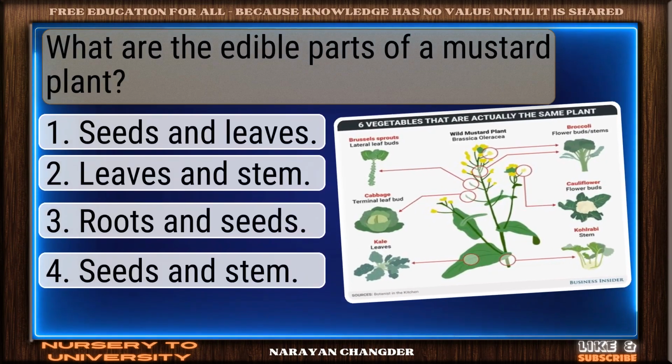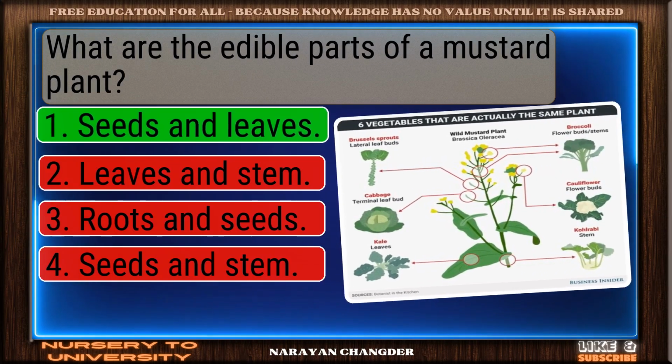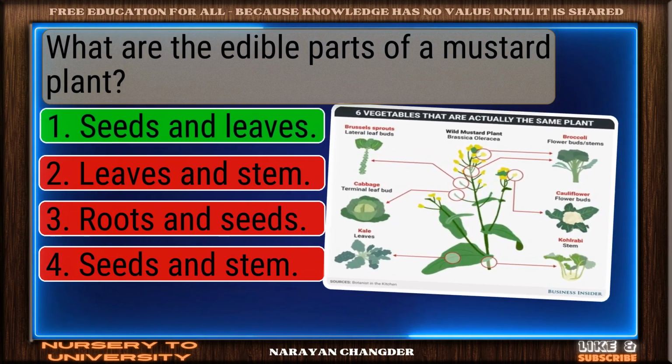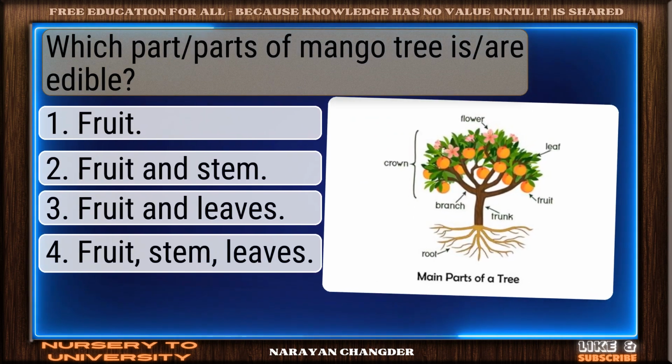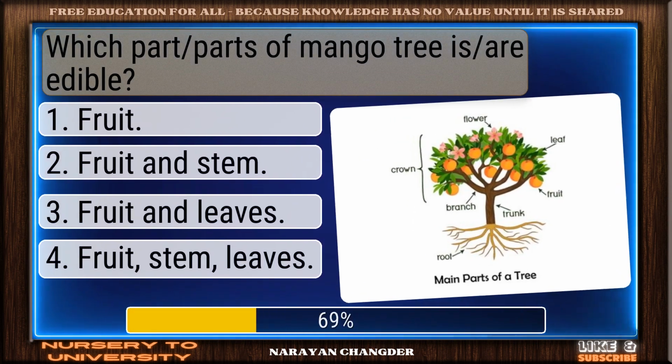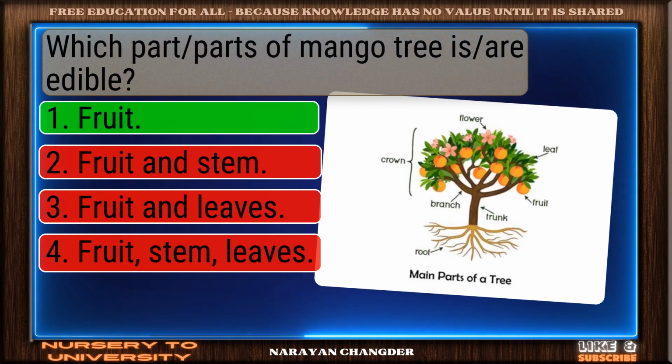What are the edible parts of a mustard plant? You got it. Your choice seeds and leaves is right. Which parts of mango tree are edible? Great thinking. Fruit is the right choice.